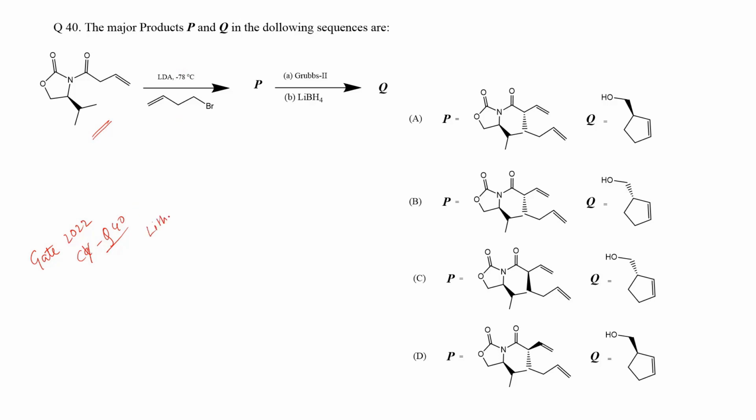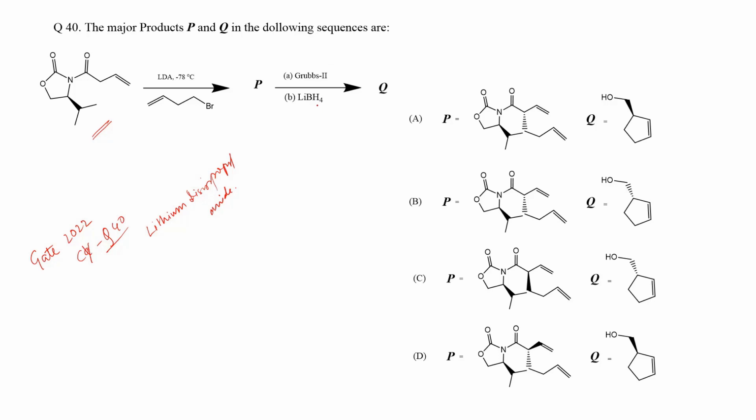LDA is lithium diisopropyl amide, a very strong base, and you have to use inert conditions and low temperature with this base. After that, an alkyl bromide is added, which forms P, and then this P reacts with Grubbs second generation catalyst, followed by reduction with lithium borohydride to form Q, and the options are A, B, C, D.